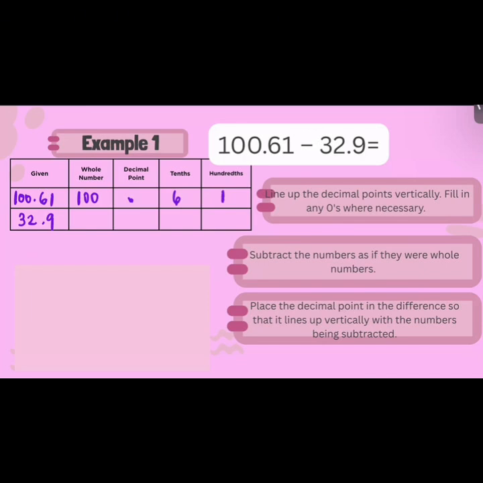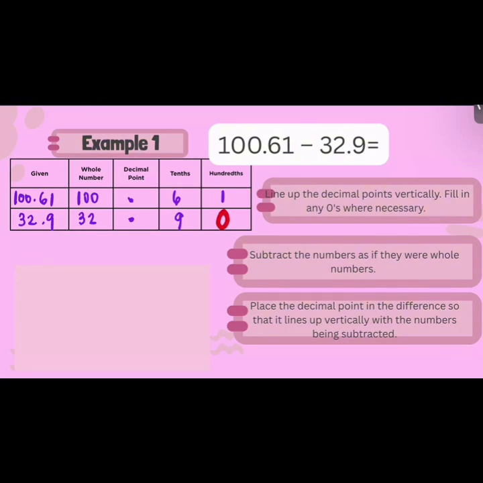The next is our subtrahend. The whole number is 32. The decimal point, copy. Tenths is 9. And since we are going to fill in any zeros if it is needed, since our subtrahend has no hundreds, then we are going to put 0. Okay? So there are things that you need to remember when subtracting.